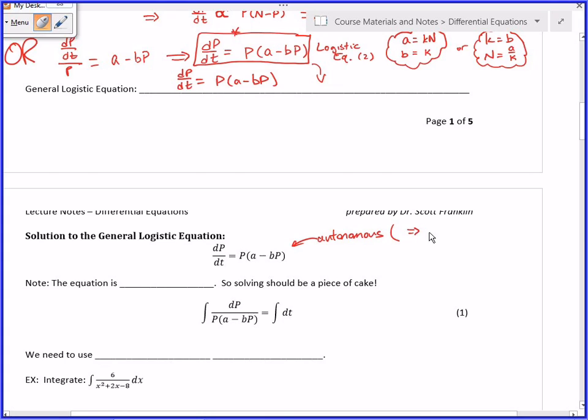By the way, all autonomous equations are then, by definition, separable, because all you have to do is divide to the left-hand side and move the dt to the right-hand side. No t's on the right-hand side. That's what autonomous means. So the equation is separable, which means solving should be a piece of cake. So that's what you get when you divide this across to the other side and move the dt over. You get this.